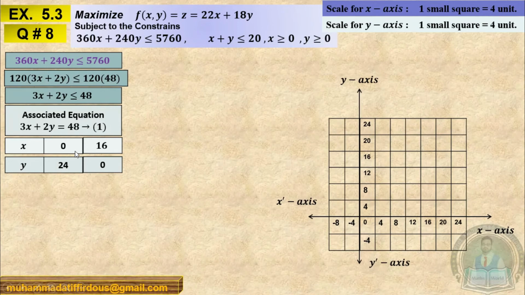So first ordered pair, we have x is equal to 0, y is equal to 24. x is equal to 0 here and y is equal to 24 here. x is equal to 16 and y is equal to 0. x is equal to 16 on x-axis, y is equal to 0. Just make a line by passing through these 2 points.